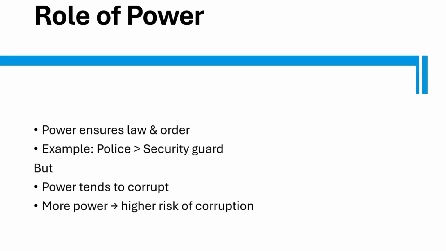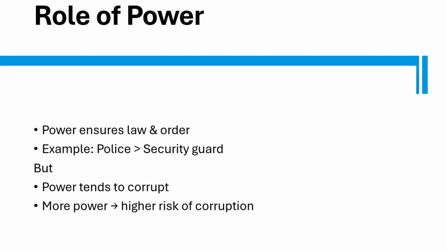The higher the power, the greater the control. For example, people obey a police officer more than a security guard because the police have the power to fine or arrest them. Thus, power was given to maintain social order. It is a responsibility, as it is said, with great power comes great responsibility.